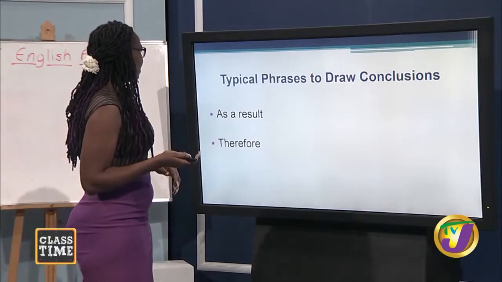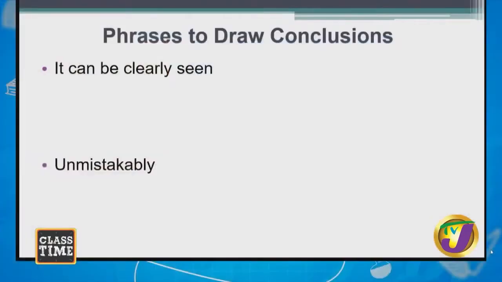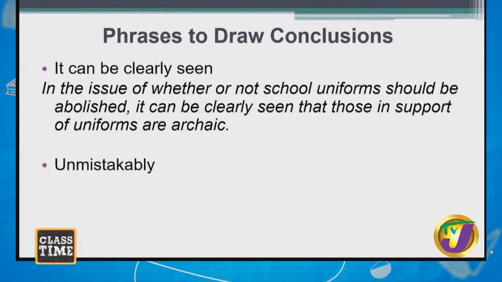So let's look at some possibilities now. So here are two. It can be clearly seen, or you can use unmistakably. How can you use these two to draw conclusions? What can you do with them in a sentence to draw a conclusion based on the scenario we are working with? All right, so here's a possibility. In the issue of whether or not school uniforms should be abolished, it can be clearly seen that those in support of uniforms are archaic. So you're again stating something that seems like the obvious conclusion to draw.